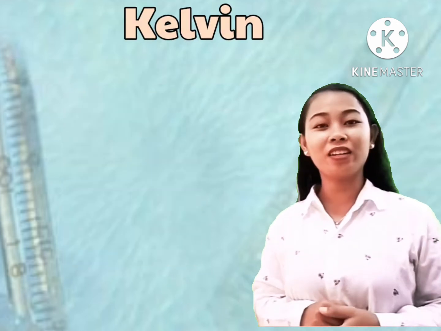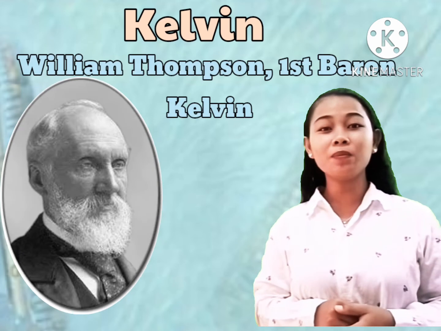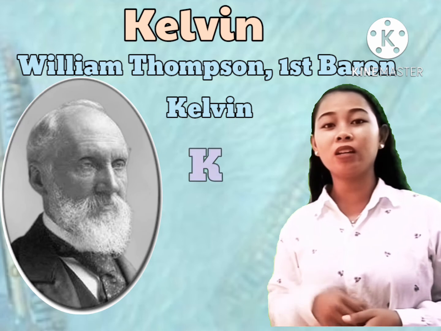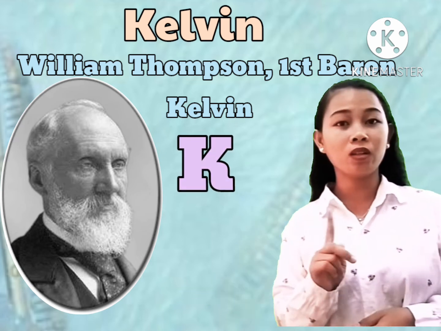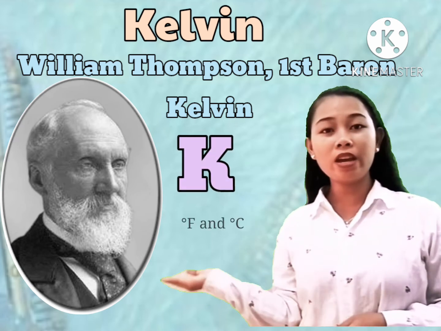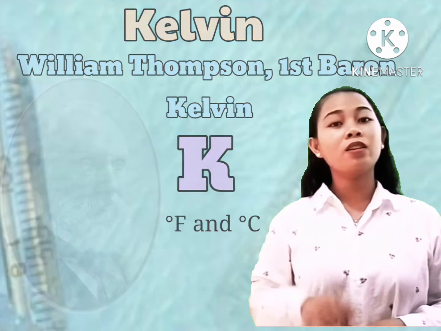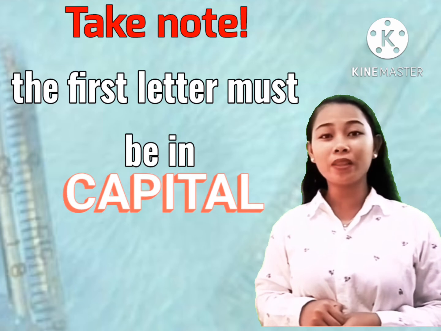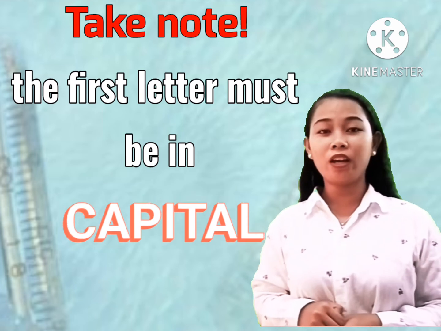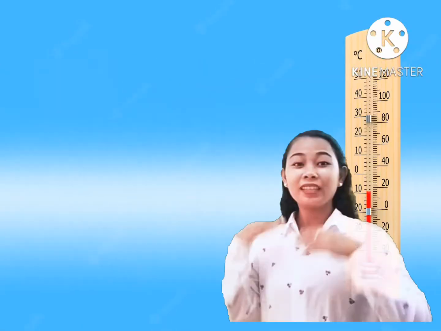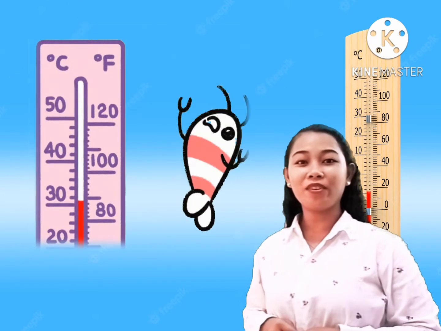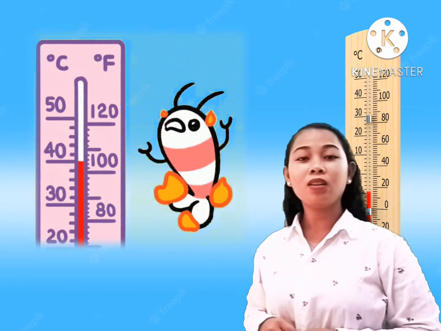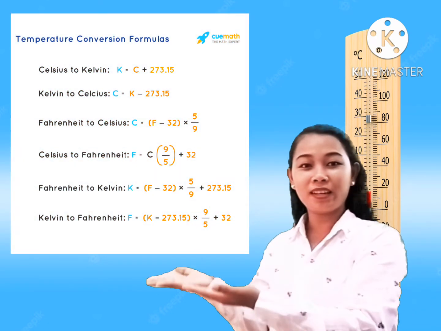Lastly, the Kelvin. It was named after William Thomson, first Baron Kelvin. It is represented only by the letter K. It has no degree symbol, unlike degree F and degree C. Take note, when we write the units, the first letter must always be capital since it was named after a person. Now, since you already have background information on where the temperature units originated, let us proceed to the formulas.